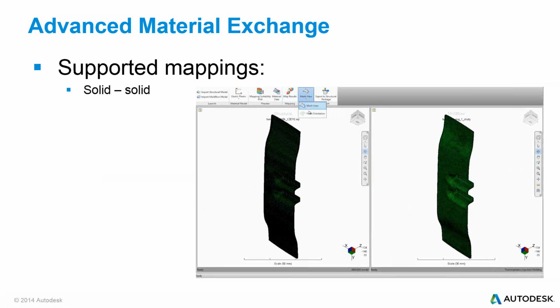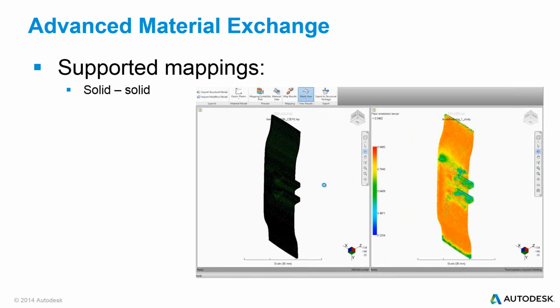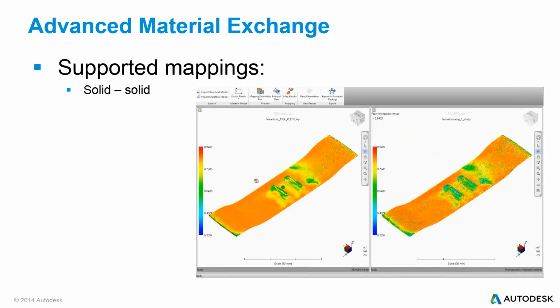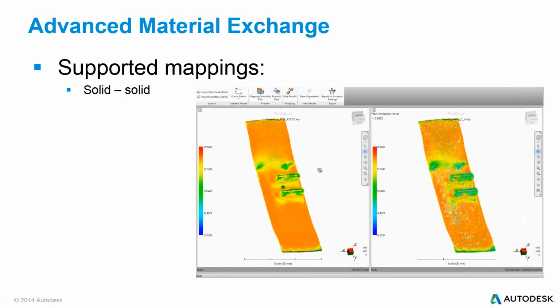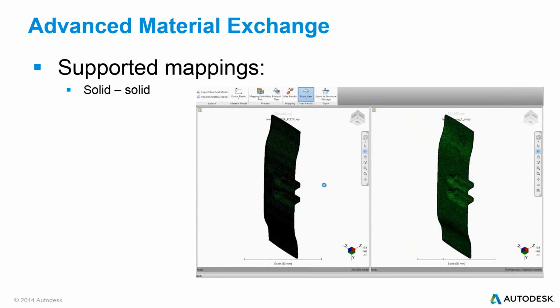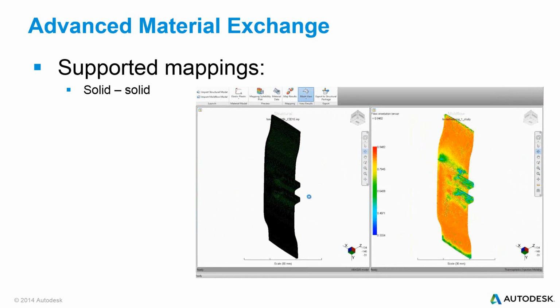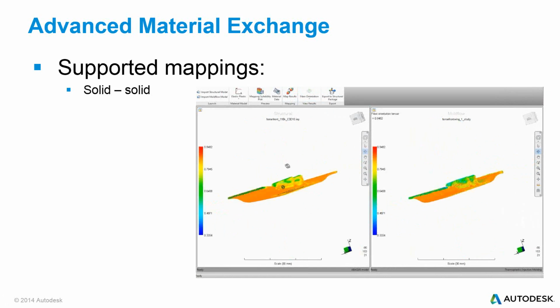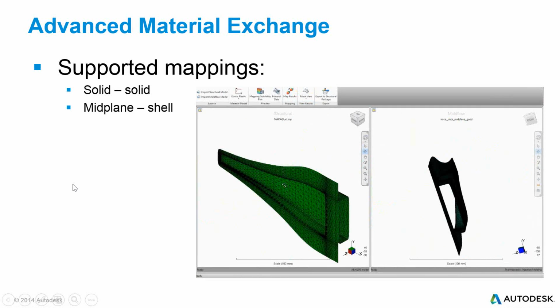Here's a list of the supported mappings. Right now we support solid to solid, which means that you can run a 3D Moldflow simulation and you can transfer the fiber orientations, material properties, and residual stresses and strains to the structural analysis. The structural analysis supports a host of different solid elements. We'll talk about it in a second.